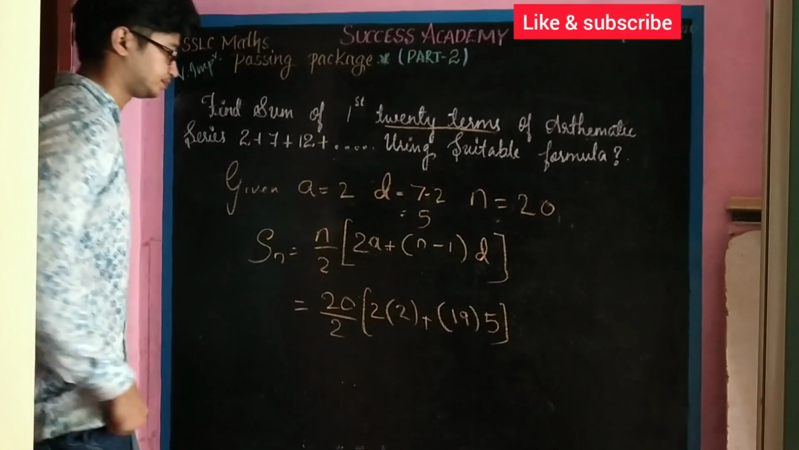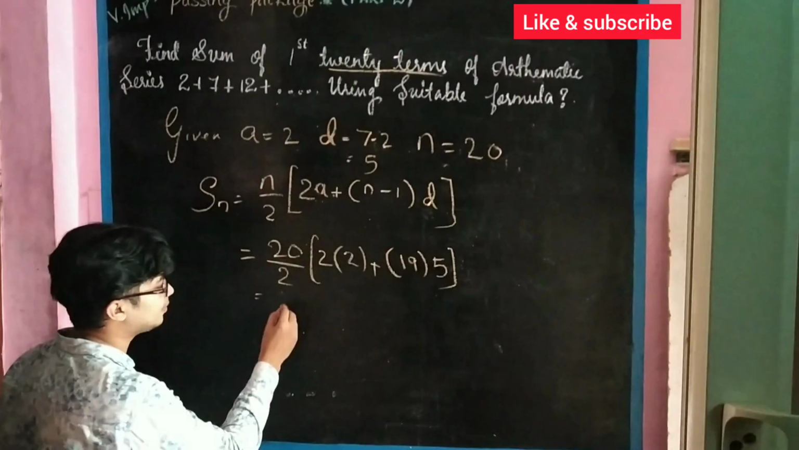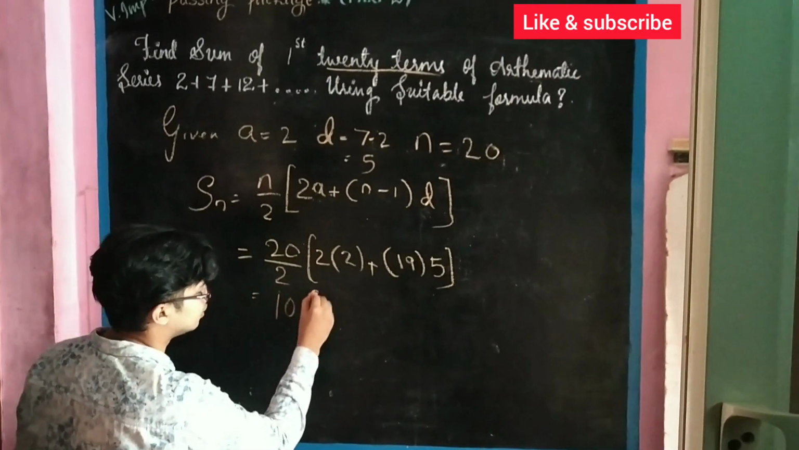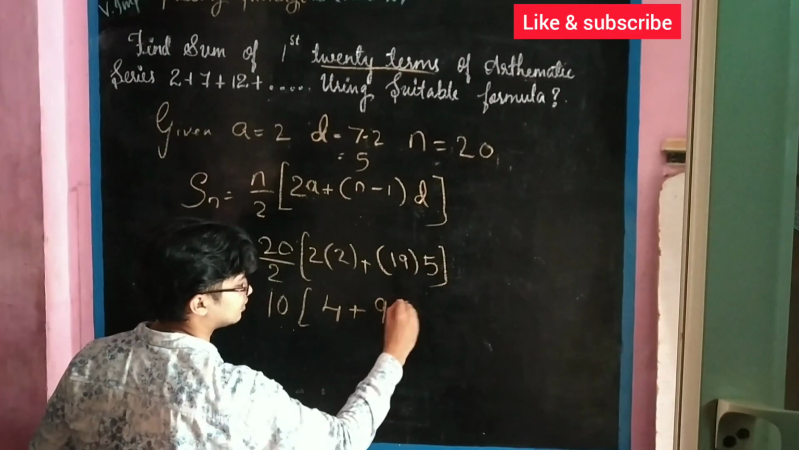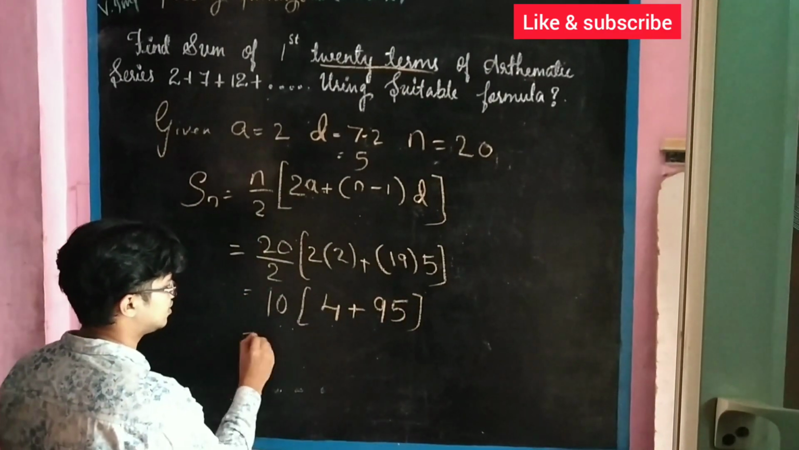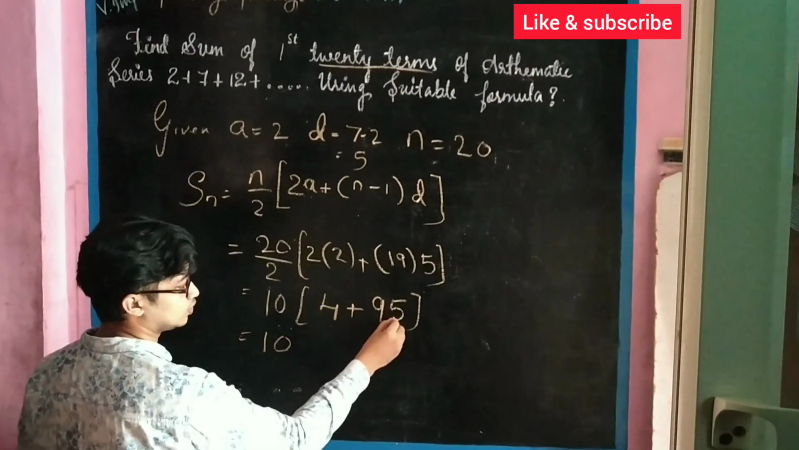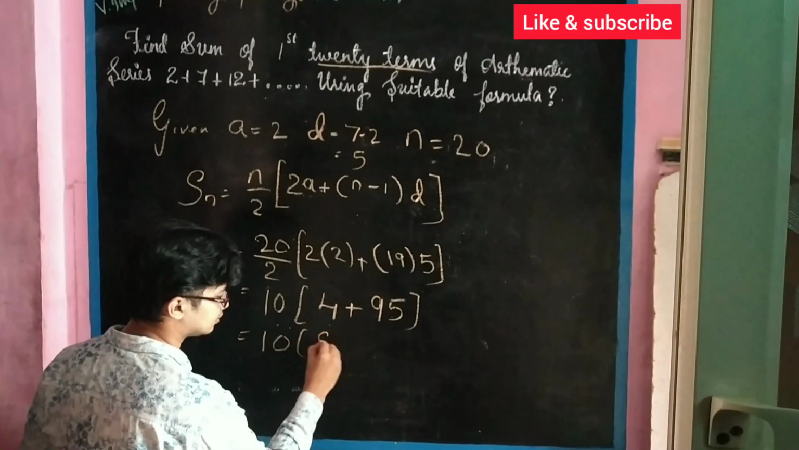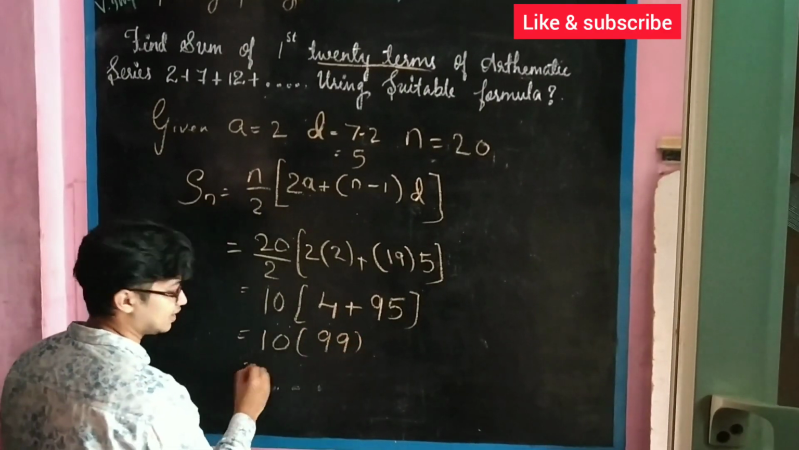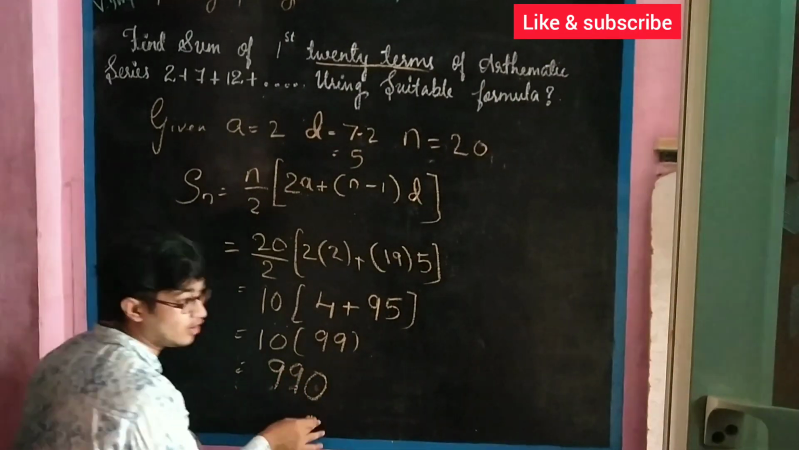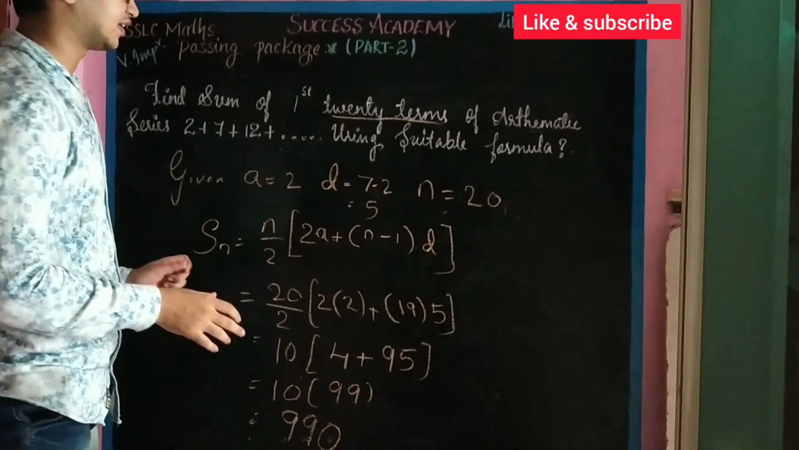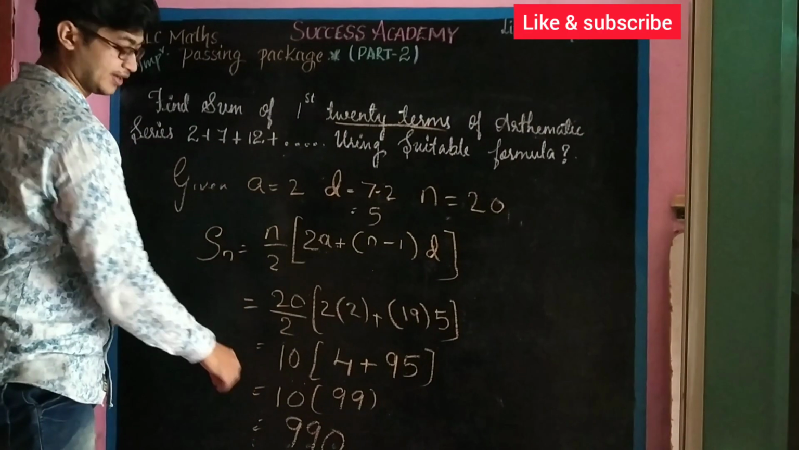Okay, now 20 by 2 is 10, 2 2s are 4, 19 5s are 95. So it is equal to 10 into (95 plus 4), which is 99, so 99 into 10, that is 990. The sum of the first 20 terms of this series will be 990, friends.